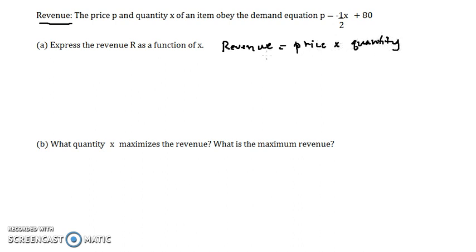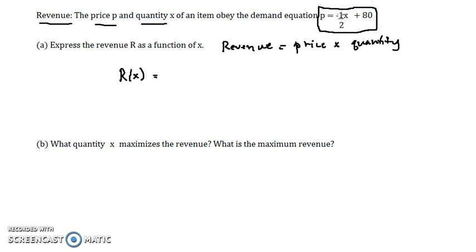Okay, so let's go back to our problem. We're trying to find revenue as a function of X. So we're looking for R of X, revenue as a function of X. And we know that price is P and quantity is X. We're given that in the very beginning. But we've got to get this all just in terms of X. So we're going to need to use this equation right here to get this all in terms of X.